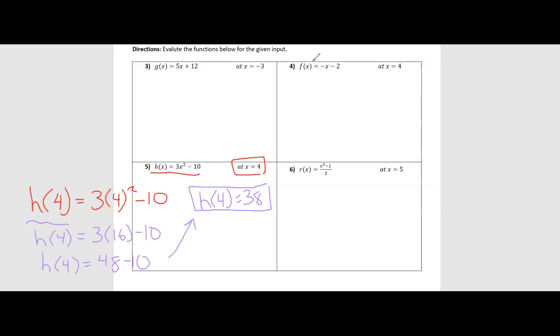You can go ahead and try numbers 3, 4, and 6. We will do those in class, but if you want to get a head start, you can. Same idea, just different functions. So the rules are going to be different. The operations are going to be different.